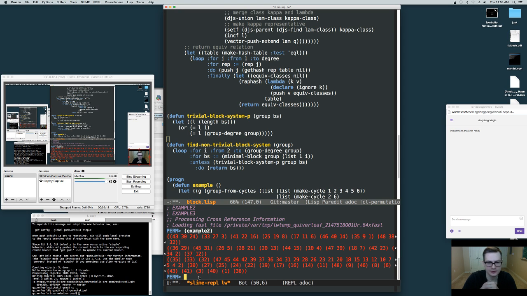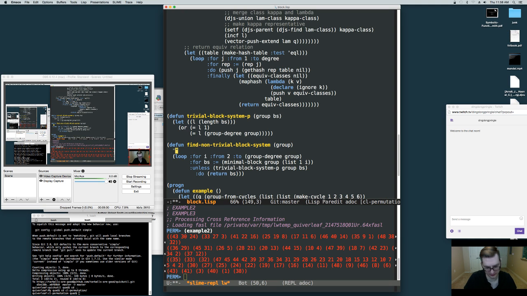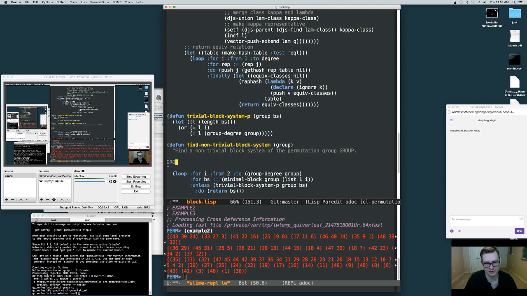So if we have a group, we want to find a non-trivial block system. Here we assume that the group is transitive, meaning it only has one orbit. So we should write that down. Find a non-trivial block system of the group. The group must be transitive.